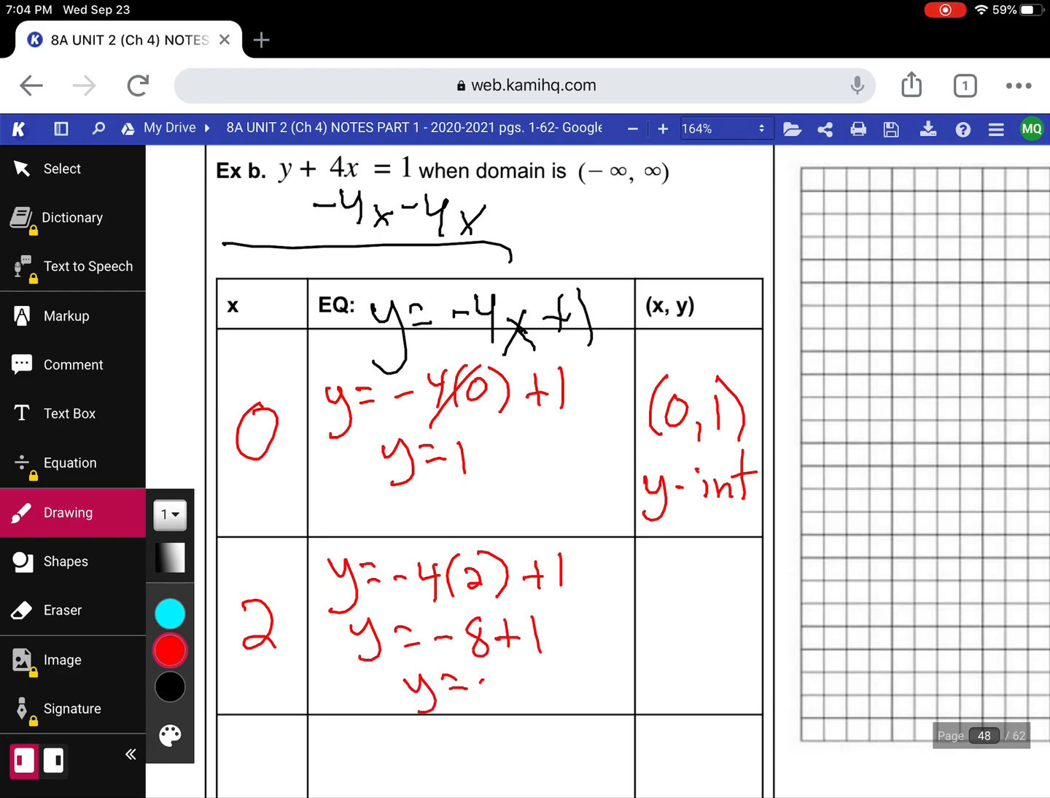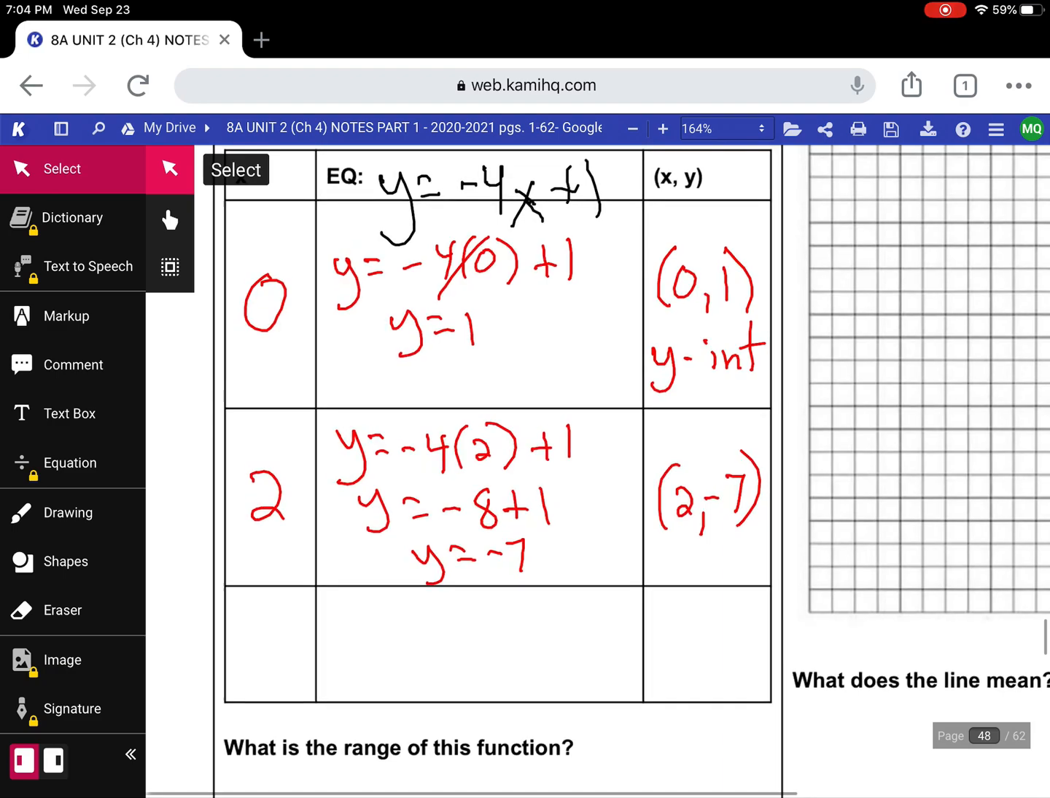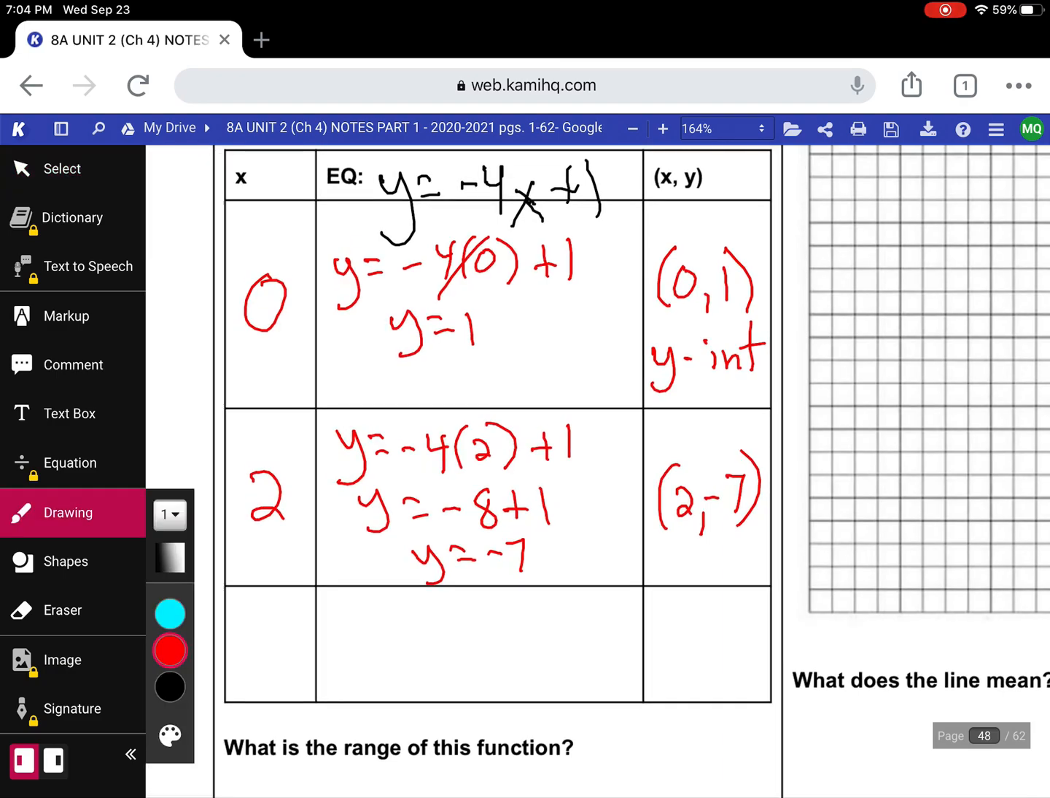I'm going to get y equals negative 7. So my second point is 2 comma negative 7. And from there, you can really pick anything. I actually kind of wish I would have picked a negative number, so I'm going to pick negative 1.